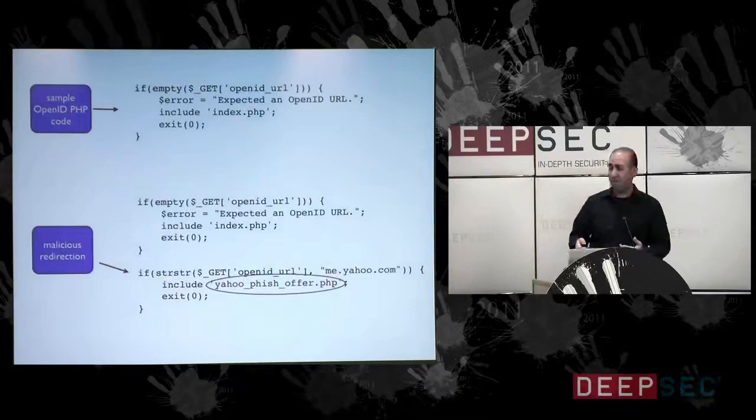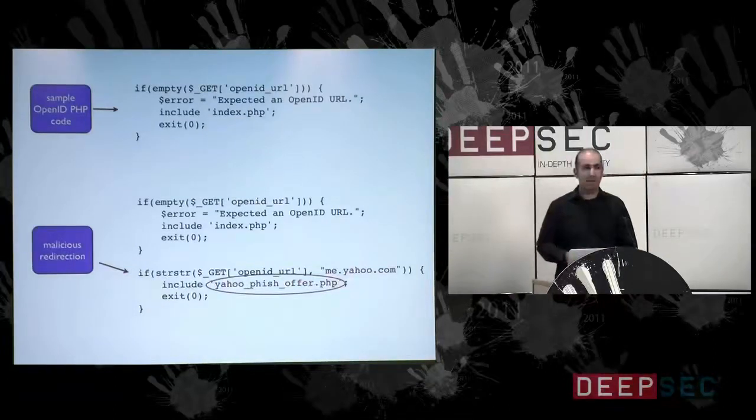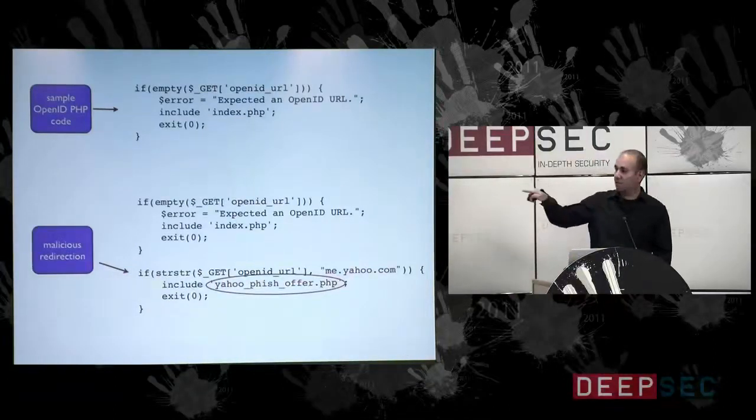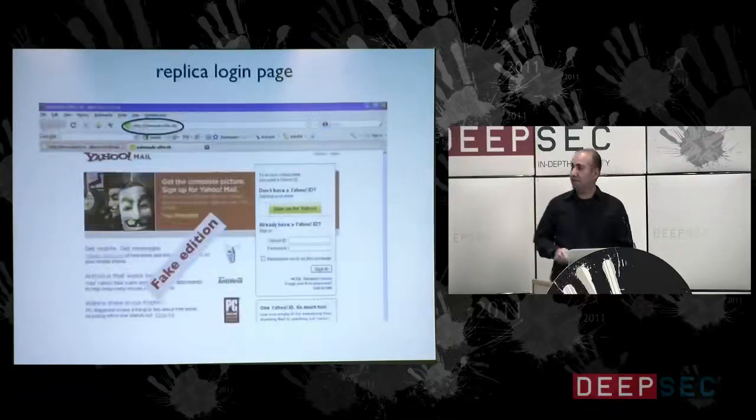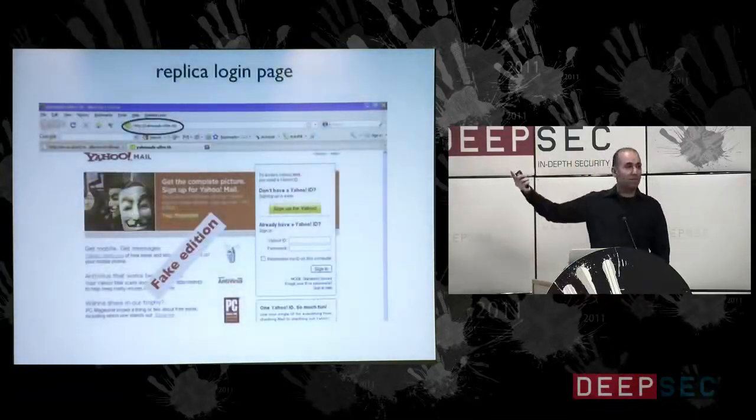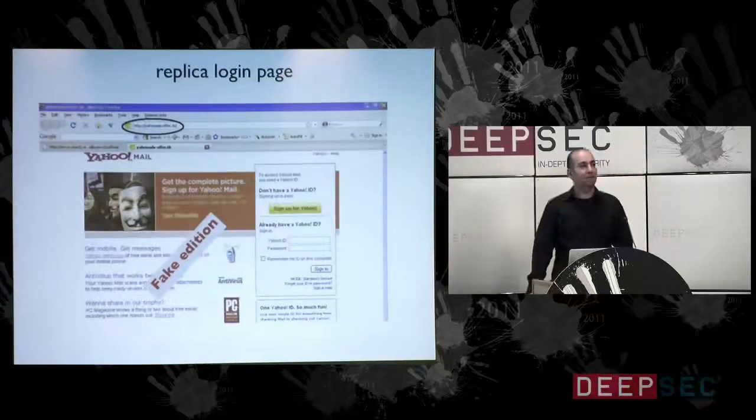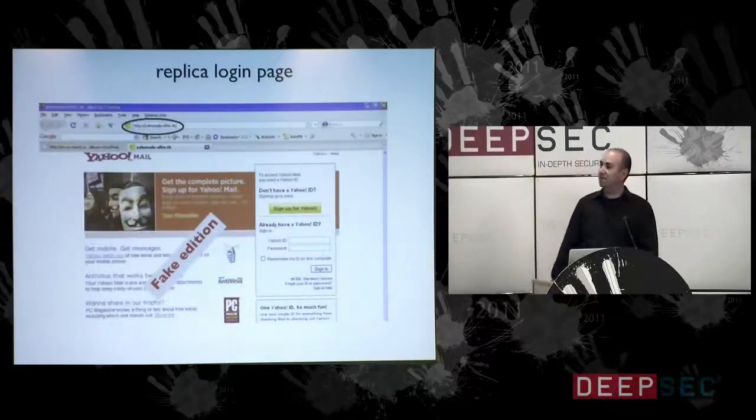And all you have to do is make some minor code changes to point to the replica page that you want to go to. Again, this is a sample app that we grabbed and just changed the redirection for the OpenID. Then you go into the social engineering toolkit and build a fake replica Yahoo login page, and that's how easy it is.